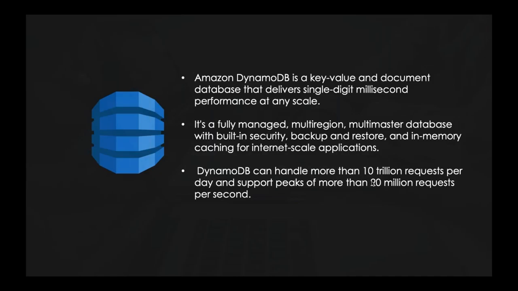Amazon DynamoDB is a key-value document database that delivers single-digit millisecond performance at any scale. It can receive 1 million requests per second, and it has the capability to deliver the content for those requests. It's a fully managed service. You don't need to create a database, install DynamoDB, or configure anything. AWS offers a managed service called DynamoDB on which you can directly create a table.